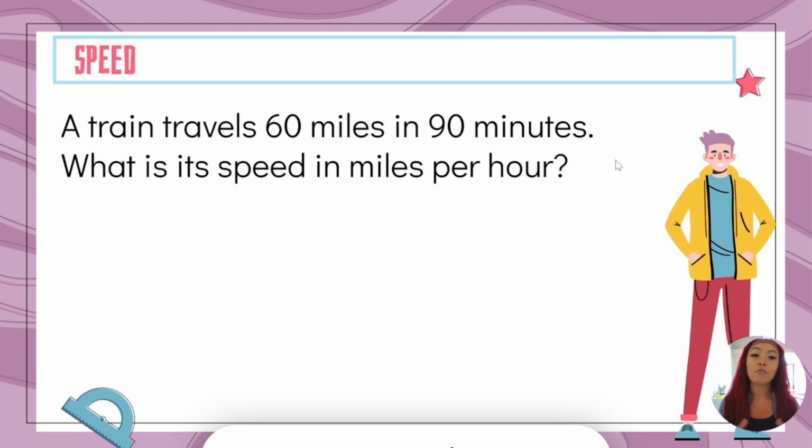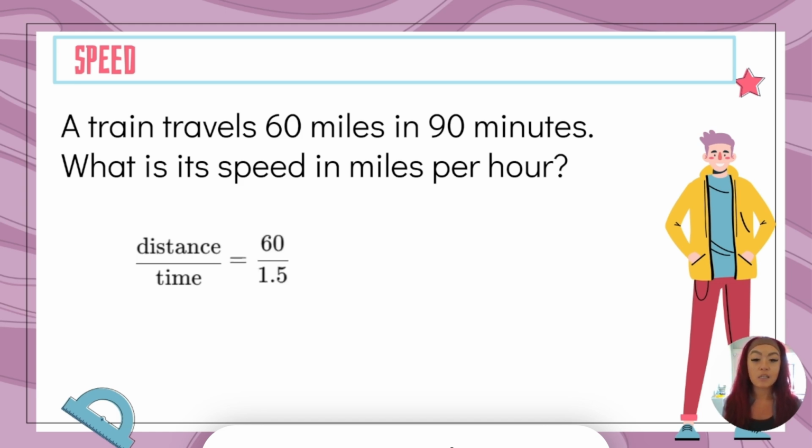We're going to take a look at a few simple word problems. A train travels 60 miles in 90 minutes. What is the speed in miles per hour? So we're using distance over time here.